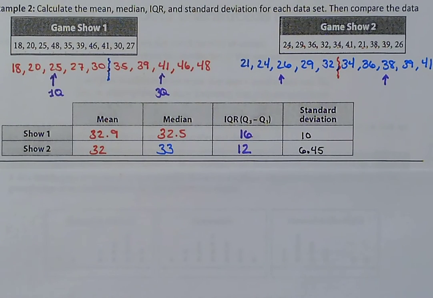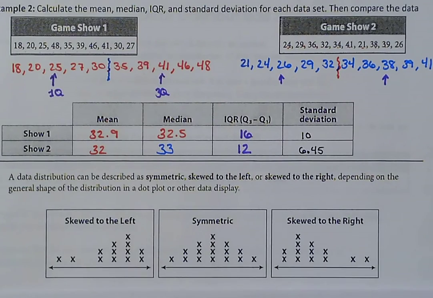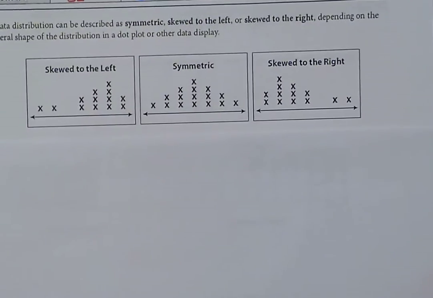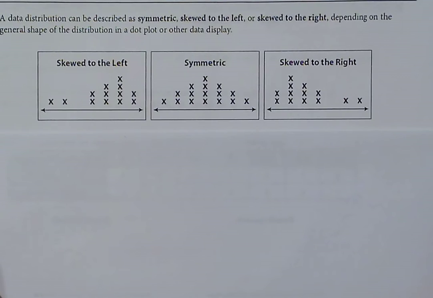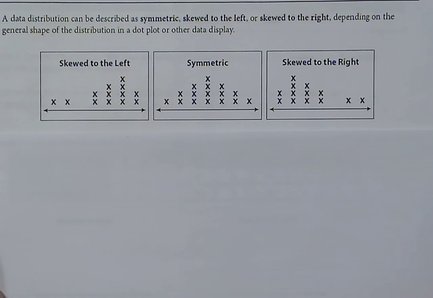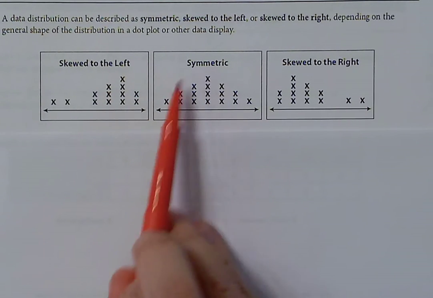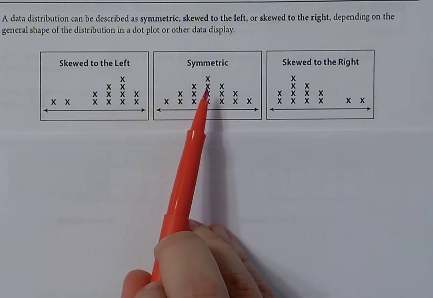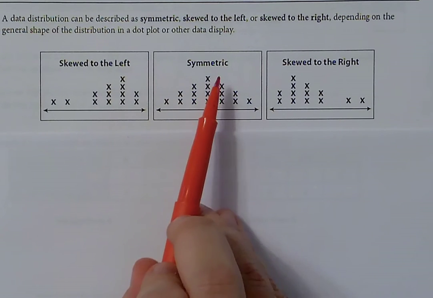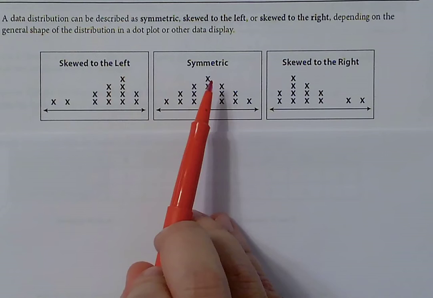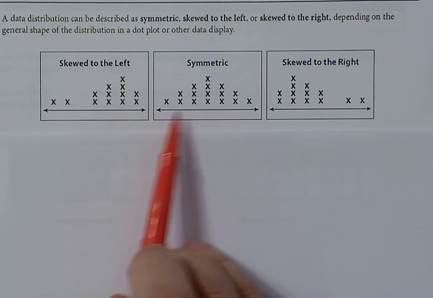And now we are going to move on to our last part of our notes for today, and that is going to be talking about data distribution. Data distribution can be described as symmetric, skewed to the left or skewed to the right. And that is what we see drawn on these dot plots. So, symmetric is where we have a symmetrical dot plot, where in general it's the same shape going left to right or right to left.